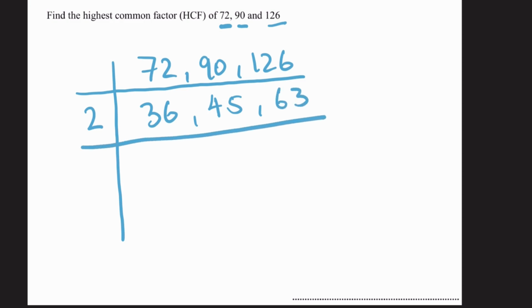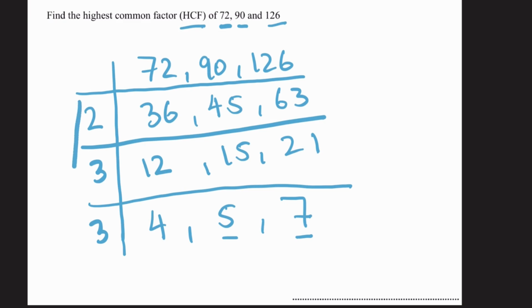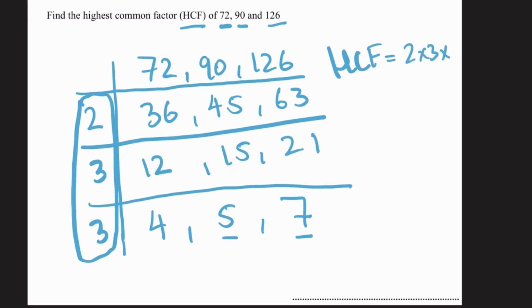Next, you can divide all these numbers by 3. That gets you 12, 15, and 21. Once again, you can divide by 3 again. That'll get you 4, 5, and 7. Because 5 and 7 are prime numbers, we have to stop. So now the highest common factor would be all the numbers in this column times each other. So HCF equals 2 times 3 times 3, which equals 18. And that is our final answer.